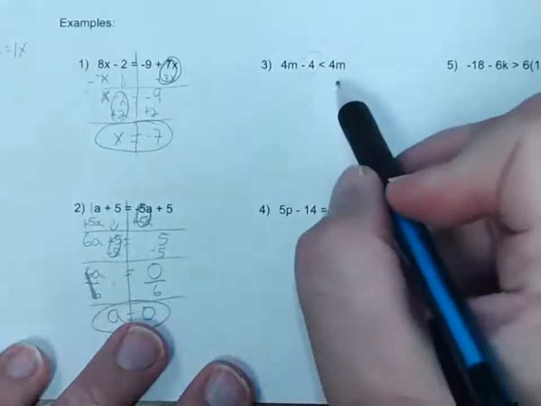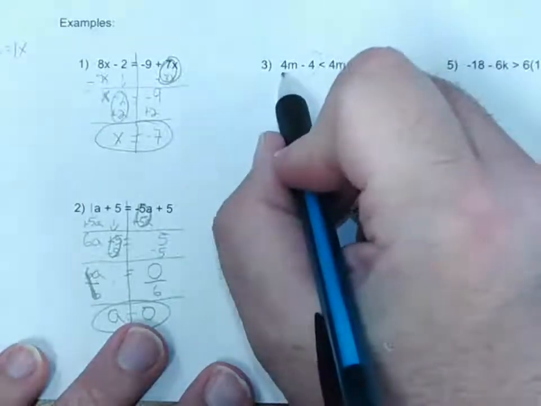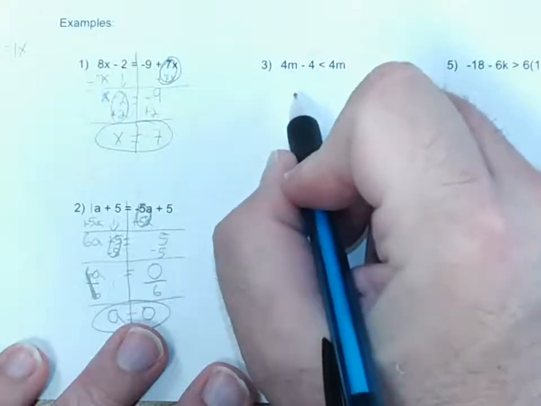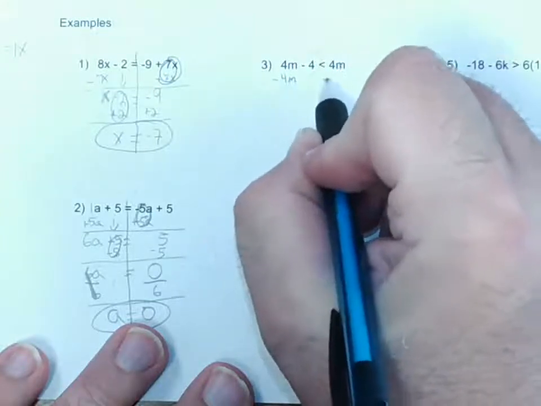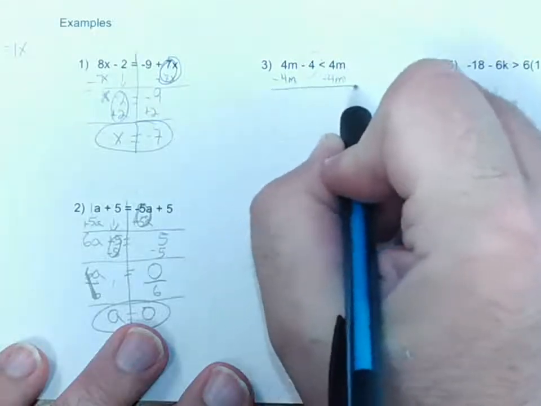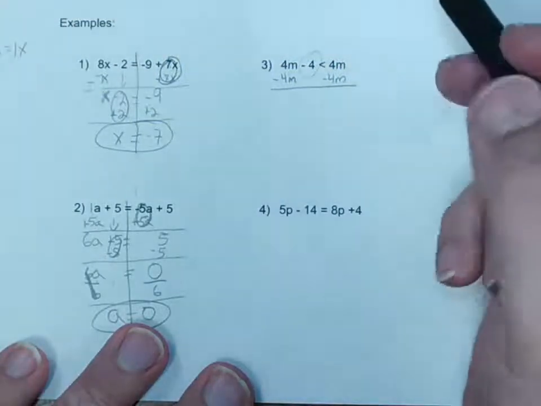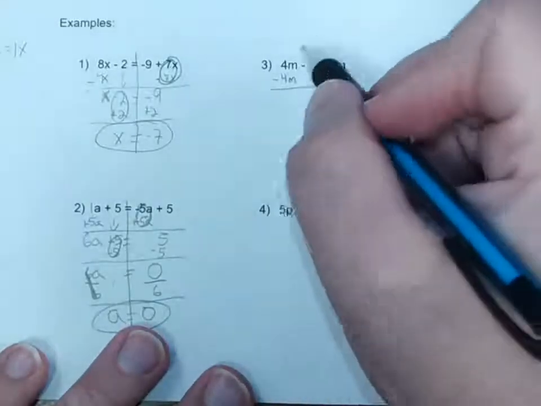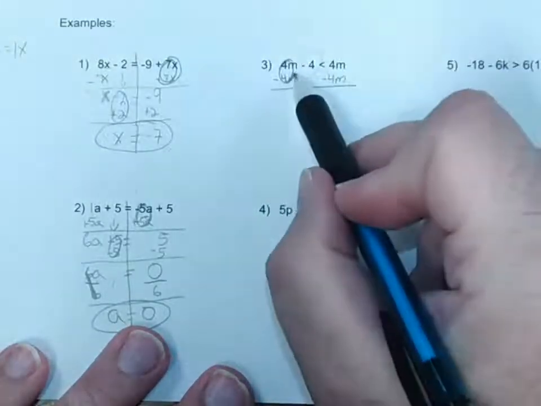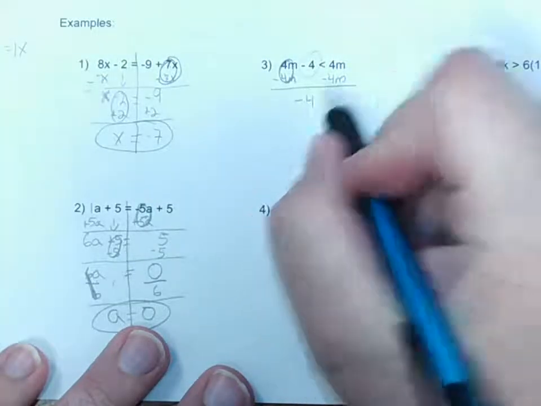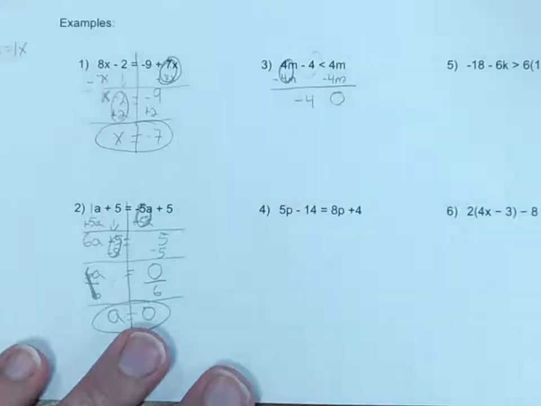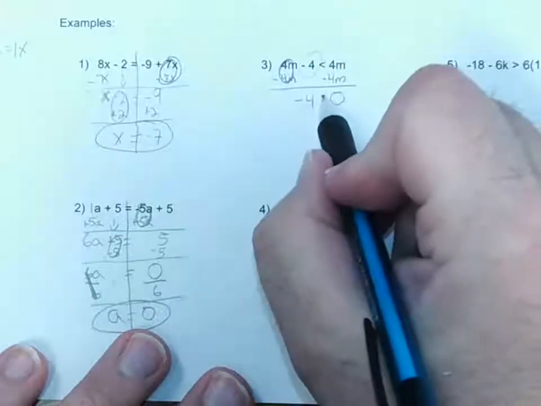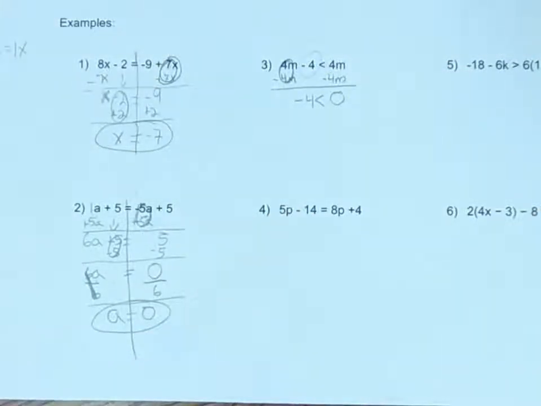What needs to be moved to the right? That would be this 4m. It is a positive 4m. I know that because there's no negative sign in front of it. So to move it, I will put a negative 4m. This will be interesting. So 4m minus 4m is 0. 0 minus 4 is negative 4. On the other side, 4m minus 4m is 0. I did not divide or multiply by a negative, so I can bring down the less than, and something very interesting has happened here. All of my variables have been eliminated.